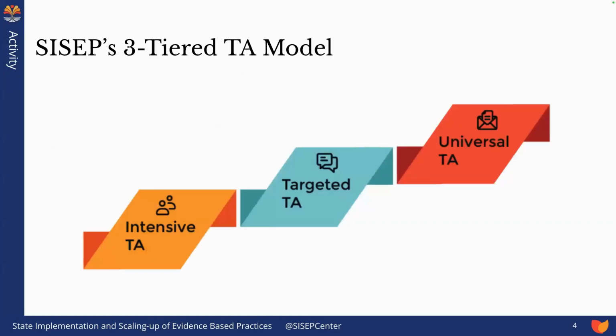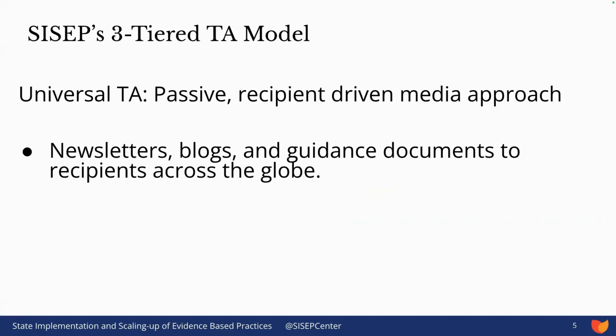So this image just gives you an idea about how our three-tiered TA model looks. We begin with our universal TA, which is universally for all. We have the targeted TA, which we're going to spend a lot of time discussing today, and that'll be followed up with intensive technical assistance. So just to break the models down, universal technical assistance is a little more passive. It's driven by the recipient, right? So it's newsletters, blogs, guidance documents, just trying to share as much information as possible to the masses.